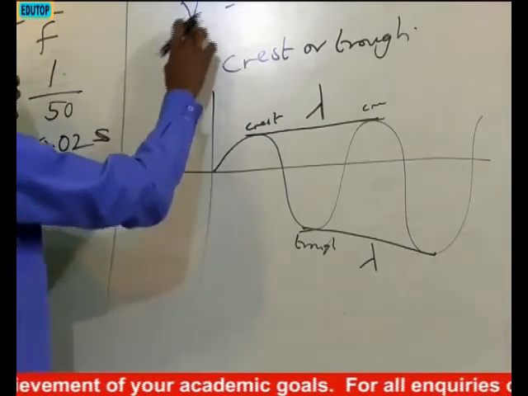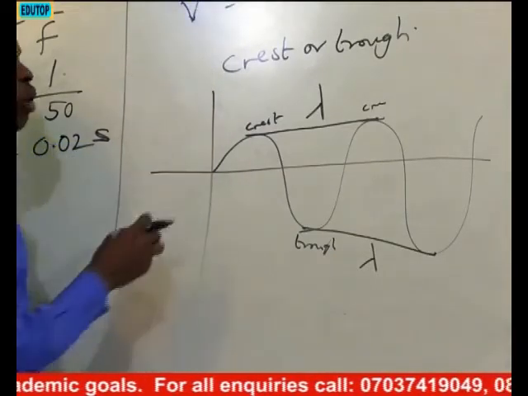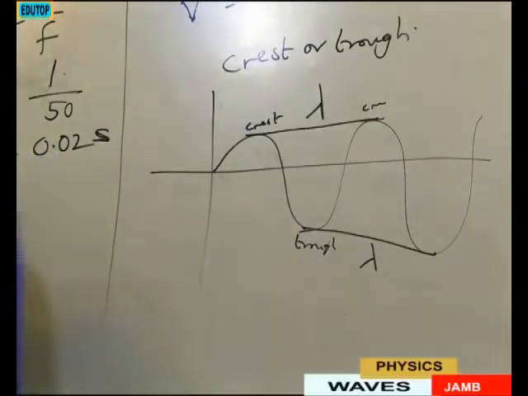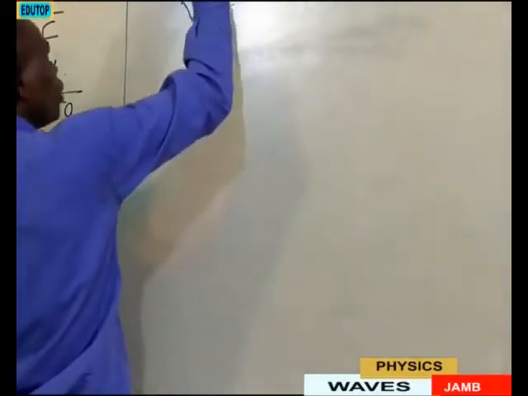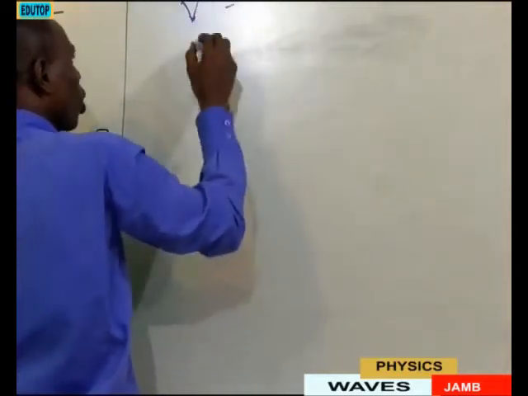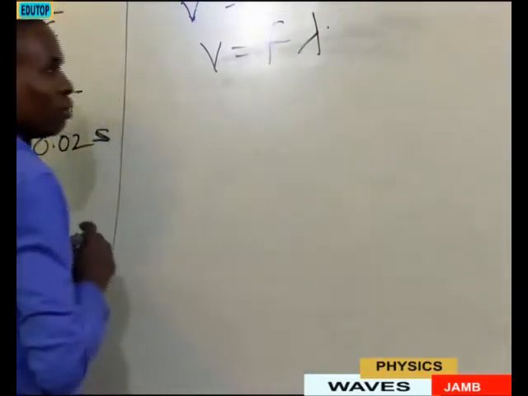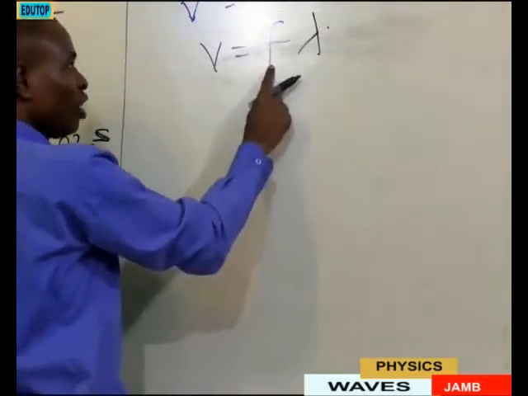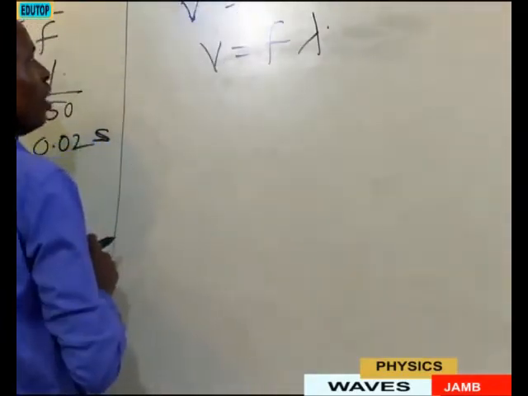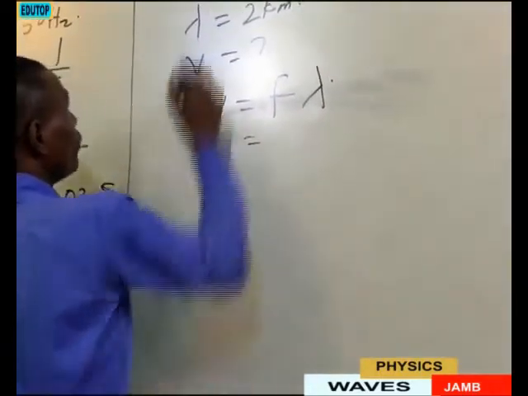The velocity, we also have how the wave is being propagated or transmitted with a particular velocity. So from here now, we can consider that frequency, wavelength, and velocity are all connected, they are related with this formula. Velocity is equal to frequency times wavelength. We are looking for velocity. We are given this, we are given this.